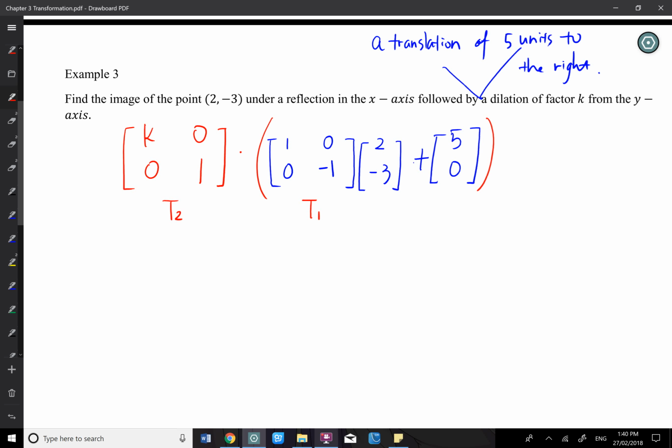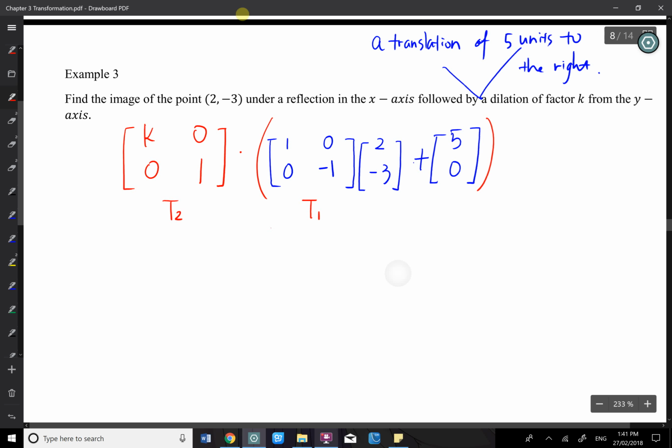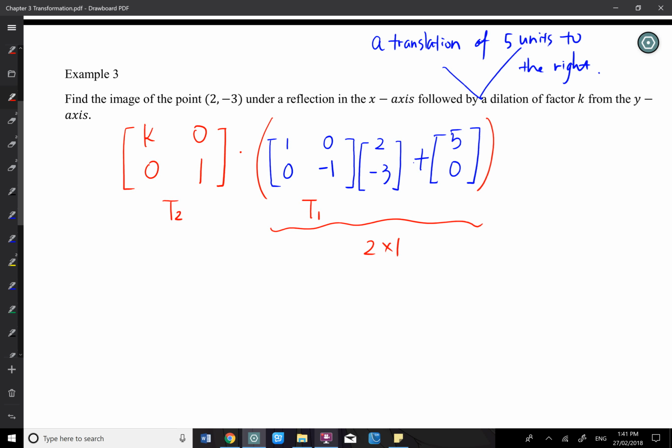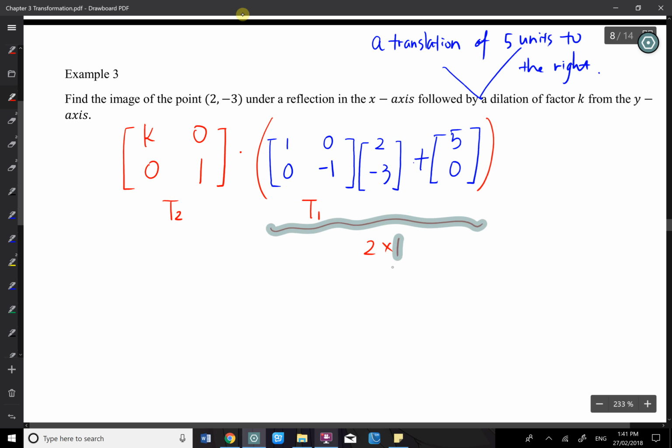All the transformations, like say if there's more than one dilation or reflection happening, you need to times them in order, but the first one must be closest to the original points, and then you write things into the front. You can't write at the back. As I said, the thing in the bracket will be a 2 times 1 matrix. You can't times something 2 times 2 at the back, so it's not possible. Must times things into the front.